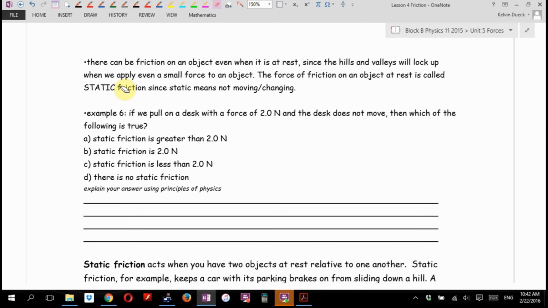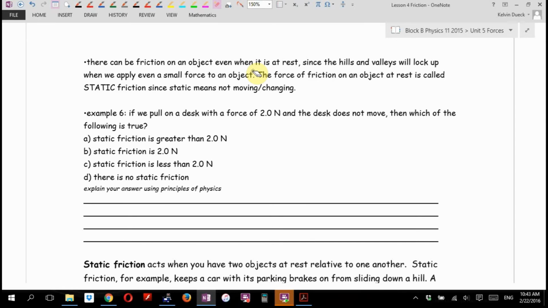There's actually two types of friction. There can be friction on an object even when it's at rest because the hills and valleys will lock up even when we apply a small force to an object. There's sliding friction and there's getting it moving friction. How many of you have ever tried to slide something? Is it easier to get it moving or is it easier to keep it moving once you get it sliding? Keep it moving.